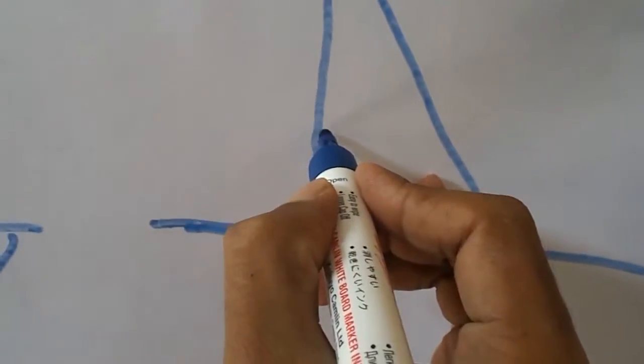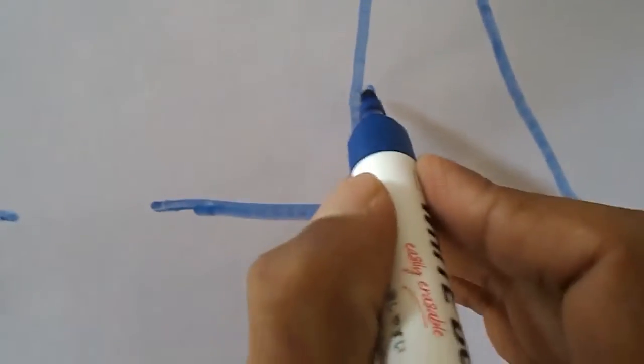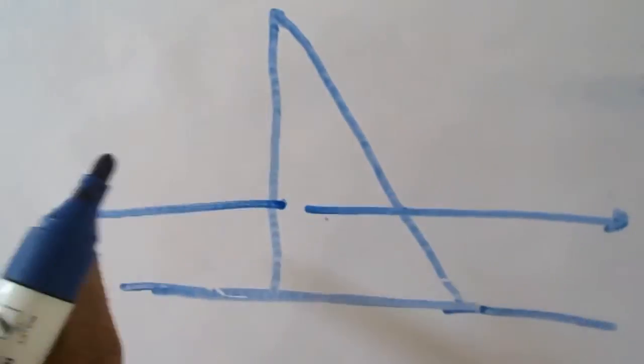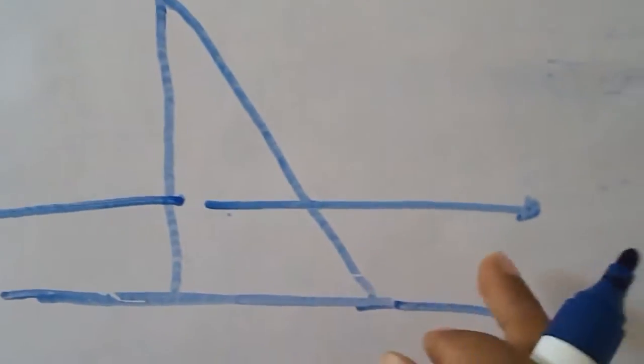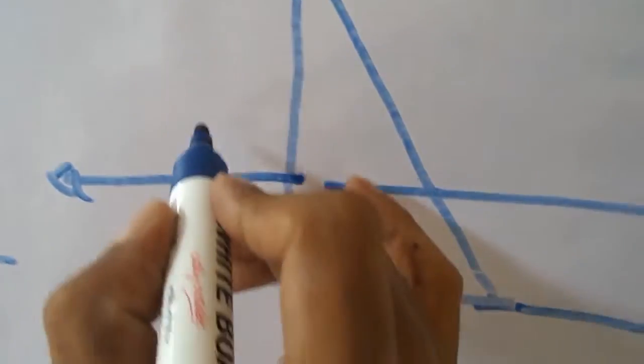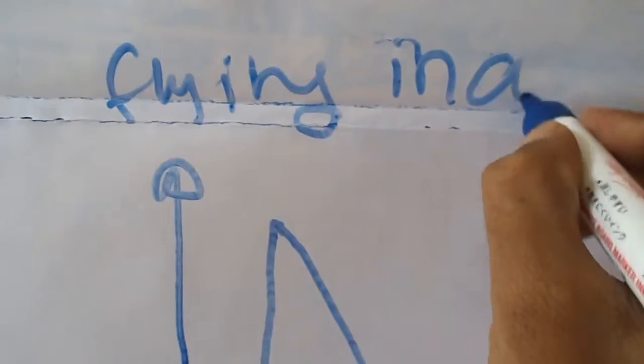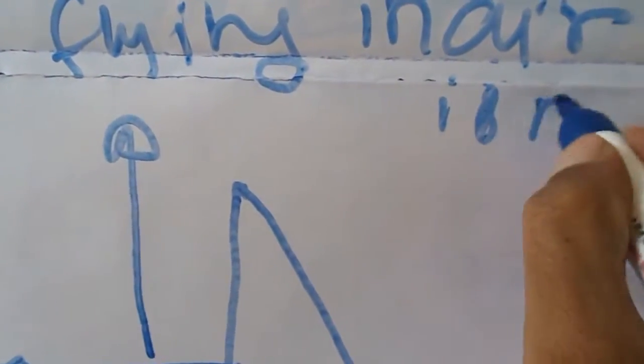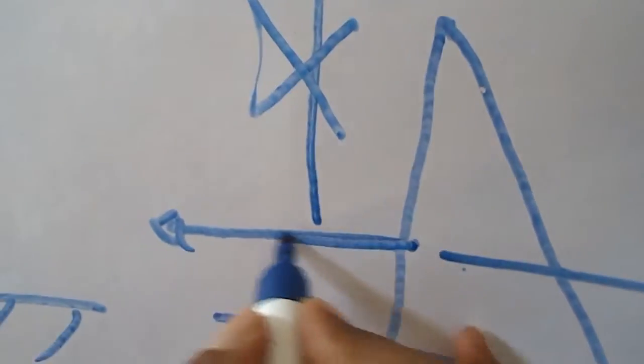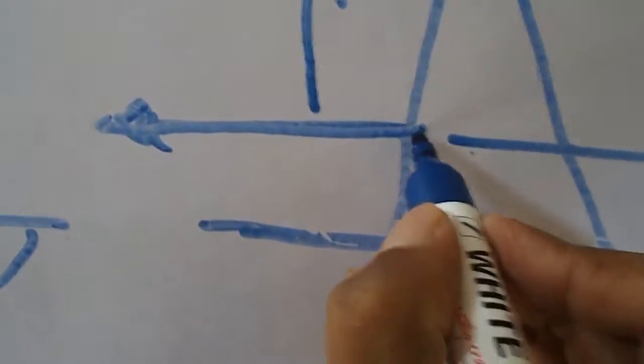Okay, so this wedge can move only along this, either along this or along this. It cannot fly in air. Flying in air is not possible. So if this is the normal motion, this can move only in this direction or this direction. Okay, guys. So let's suppose it moves in this direction.